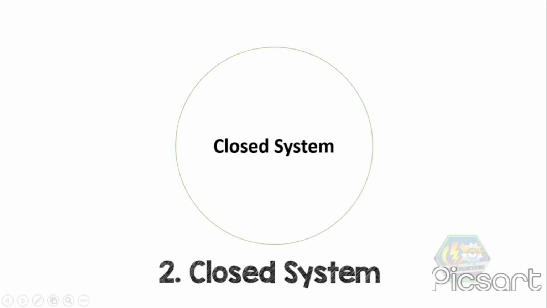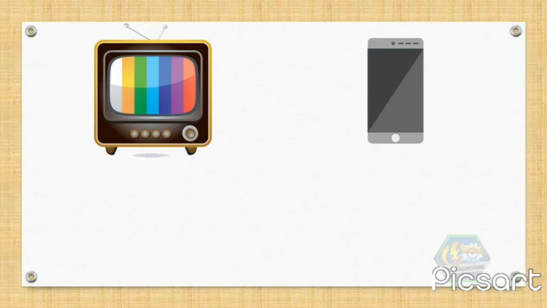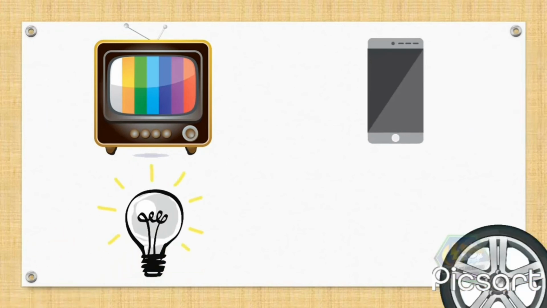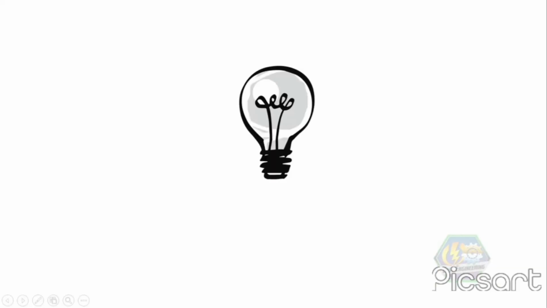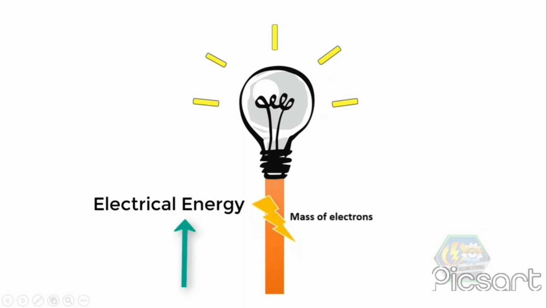Next, closed system. A closed system is one where energy transfer occurs but no transfer of matter occurs. Examples of closed systems are TV, cell phone, lamp, and wine wheel. When a lamp is turned on with electricity, it emits light and heat but does not transfer matter.